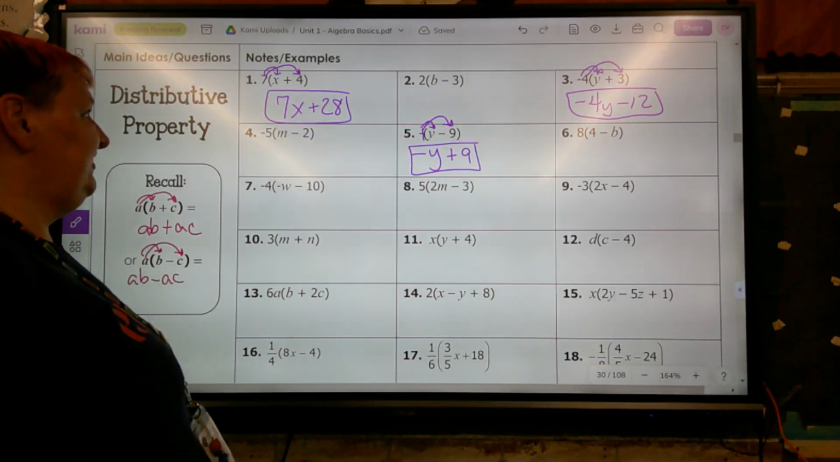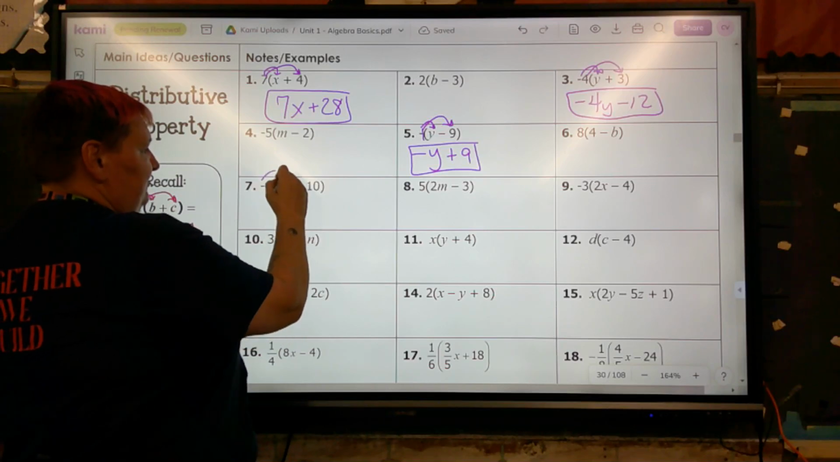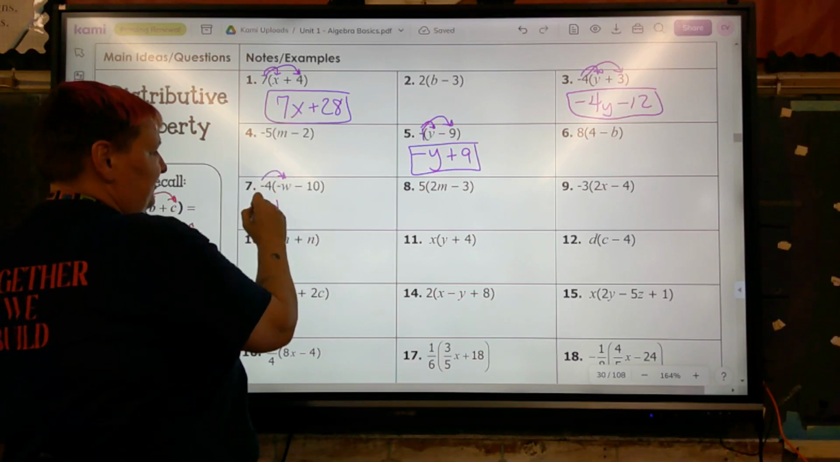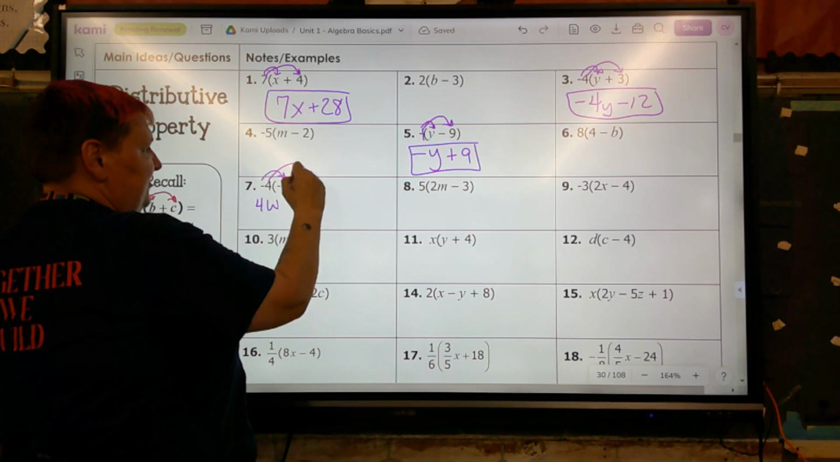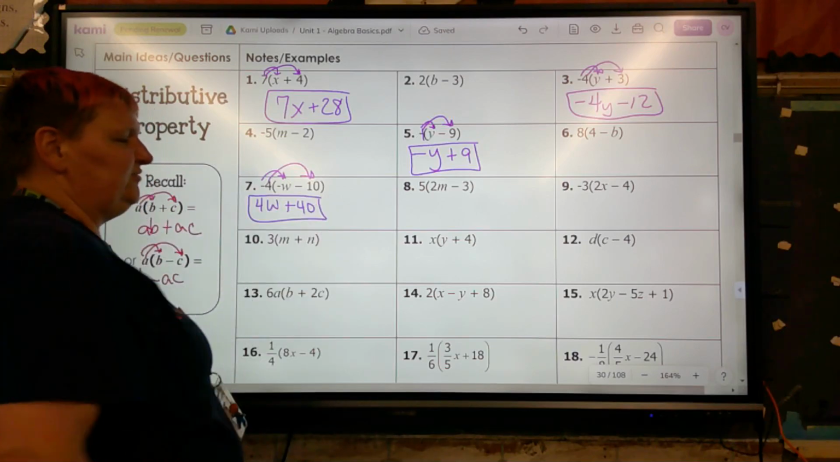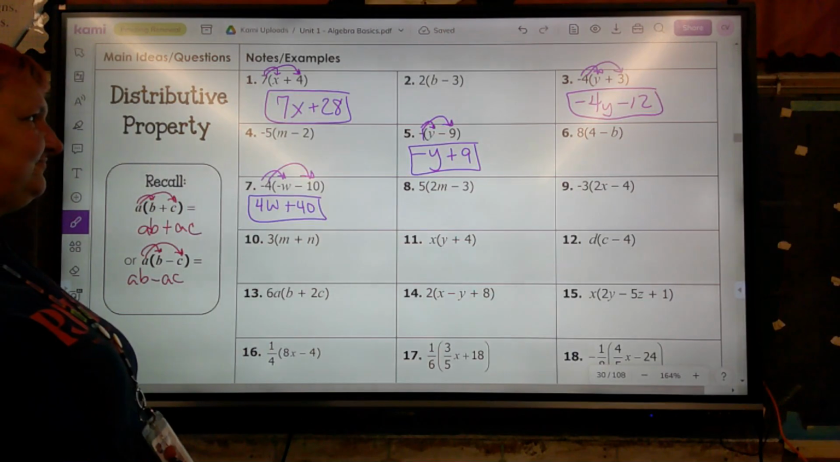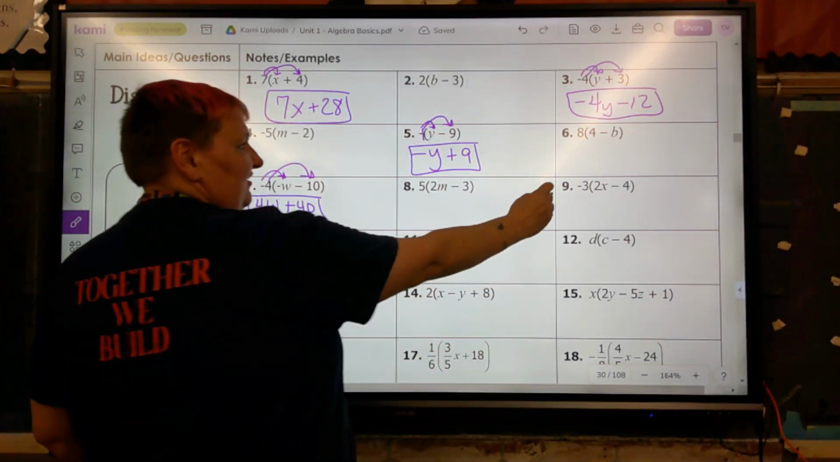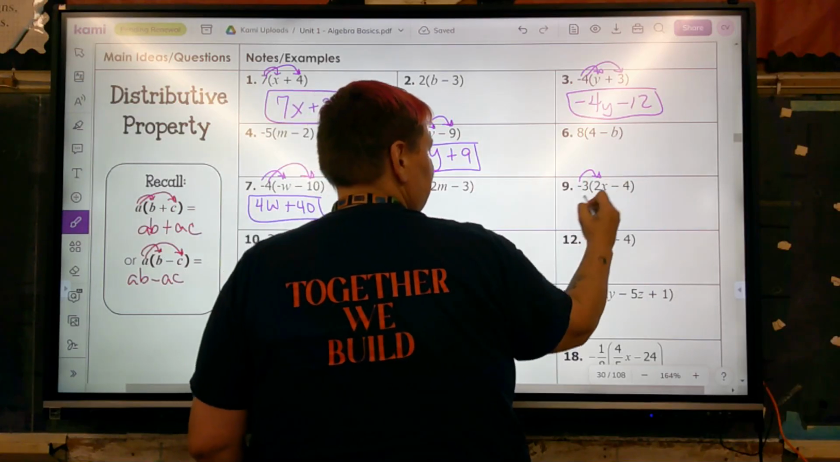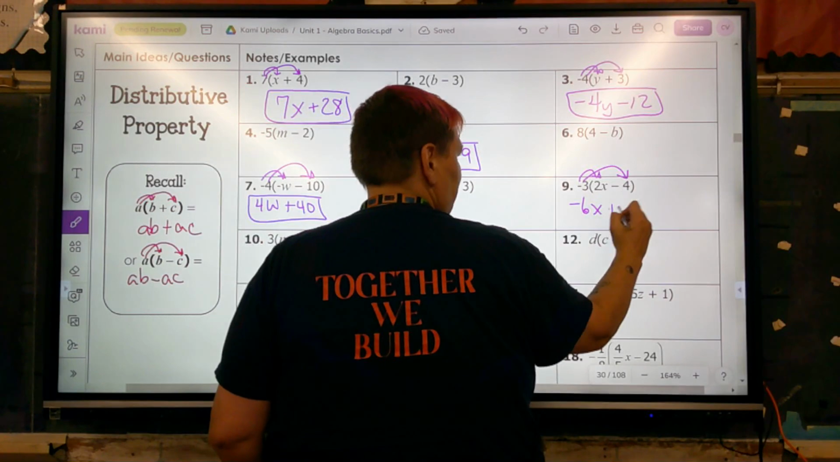Be careful with your negatives. Negative 4 times negative w is positive 4w. Negative 4 times negative 10 is positive 40. This is where we talk about that negative times a negative is a positive again. Negative 3 times 2x is negative 6x. Negative 3 times negative 4 is positive 12.